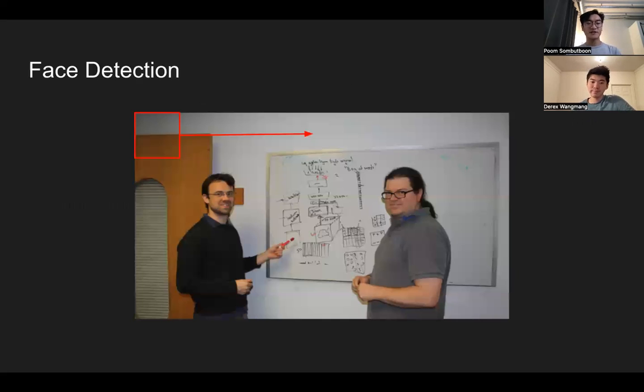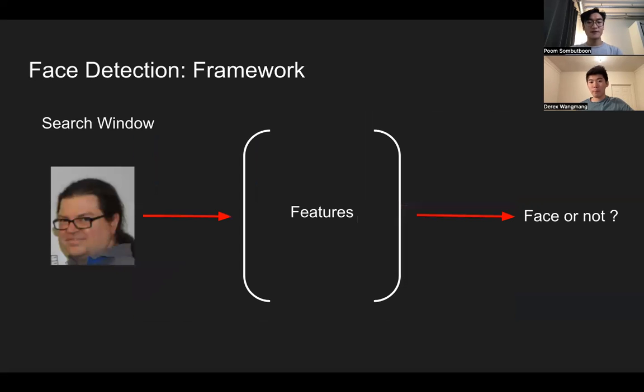The idea of face detection is that we use a search window that does a raster scan through an image. You can see here, the search window goes through each pixel and tries to extract the features from each pixel. Based on those features, we want to determine whether that is a face or not a face. Now, here is more detail. For each search window, we extract the features, and then we use a classification model to determine, based on those features, whether that search window is a face or not a face.